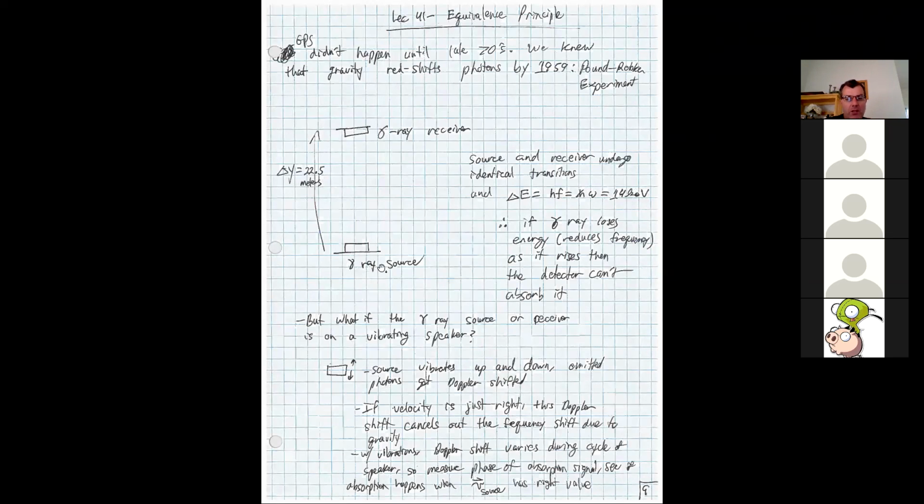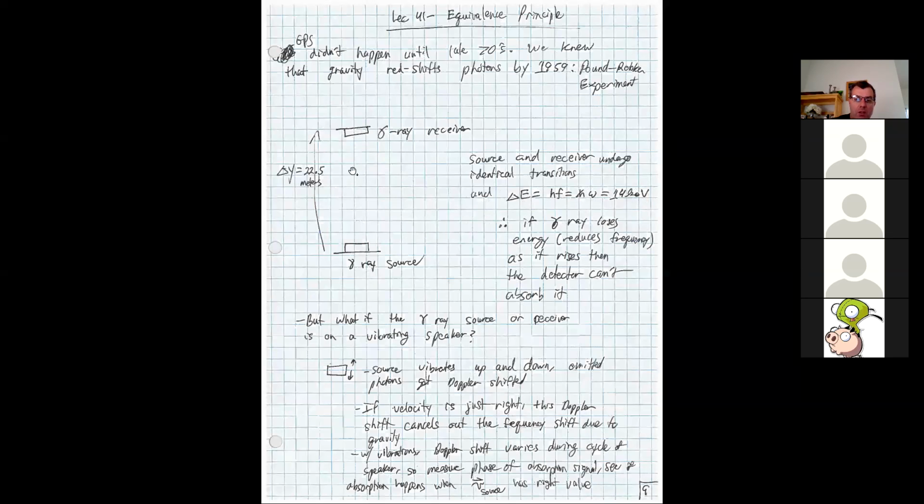They have a gamma ray source down here in the basement. A few floors up, 22.5 meters above, they have a gamma ray receiver. The source and receiver use identical transitions. The change in energy going from ground to excited when the receiver gets a gamma ray will be Planck's constant times the frequency, or h bar omega, 14 keV. That's the source they used.